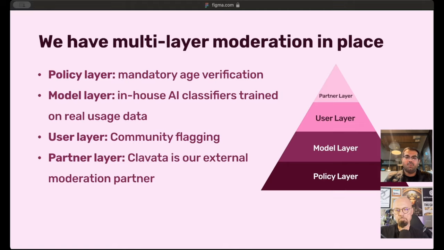We've also partnered up with Clavata, which has become like the industry standard. It's used by Janitor, it's used by Character. They're really good at moderating the AI generated responses. And we also have community driven flagging now.